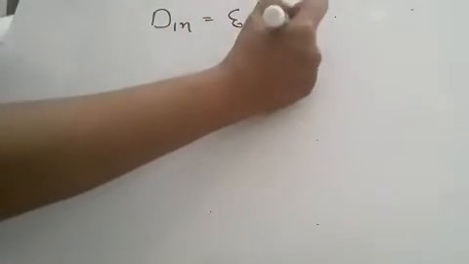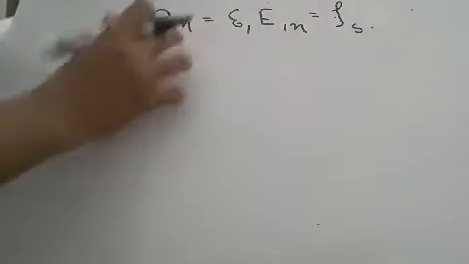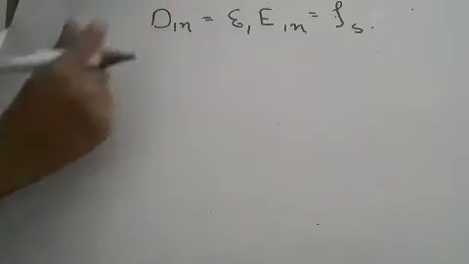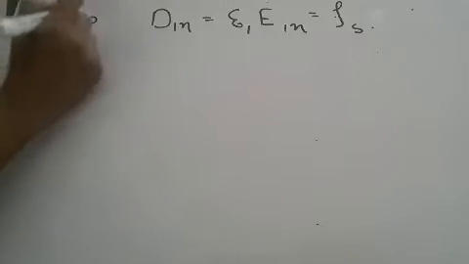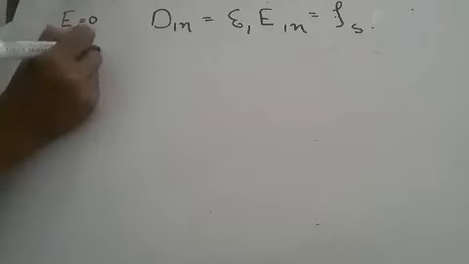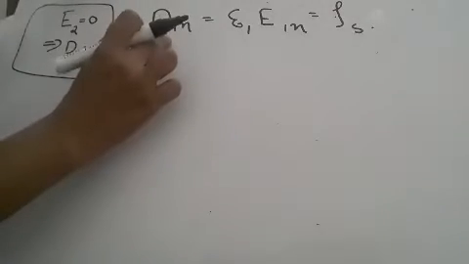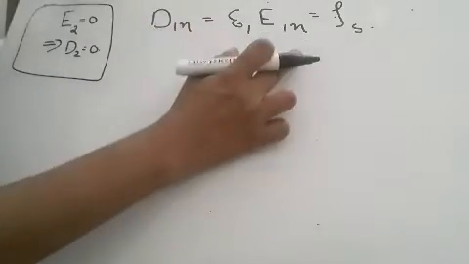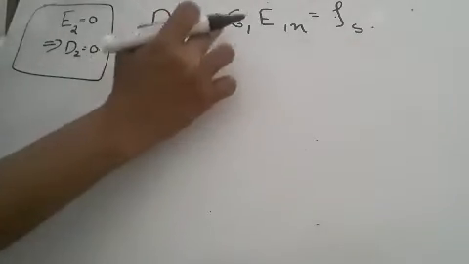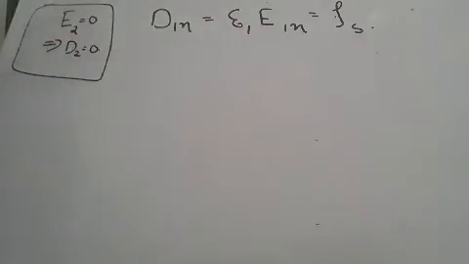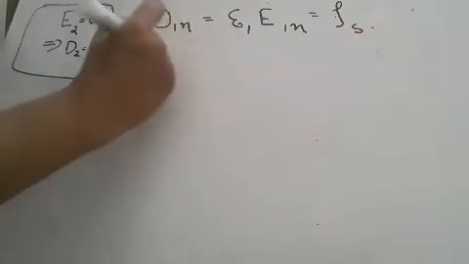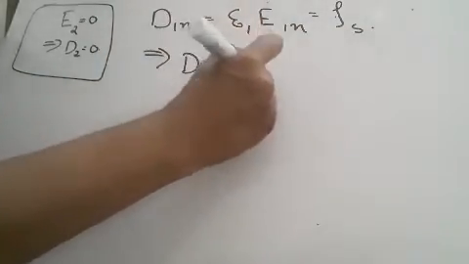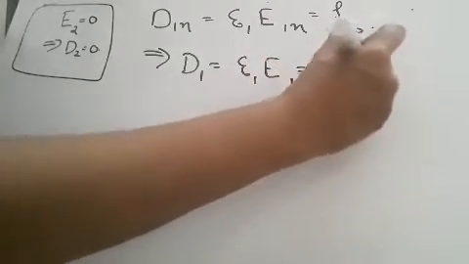D1N is equal to epsilon 1 E1N is equal to rho S because D2N equal to 0. We know that E2 equal to 0, that means D2 equal to 0. So D2N is also 0. Actually the equation is D1N minus D2N equal to rho S. So D2N equal to 0 gives D1N equal to epsilon 1 E1N because D is always epsilon E. So first medium epsilon 1 E1N is equal to rho S. So this gives D1 equal to epsilon 1 E1 which is rho S into AN.